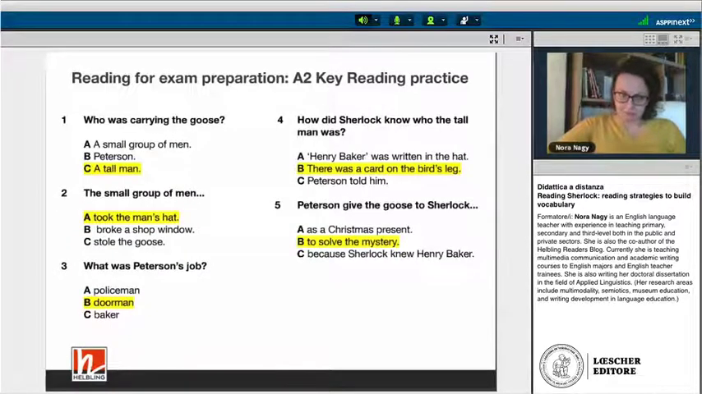And now we can go back to the questions and say, so who was carrying the goose? And it was a tall man. The small group of men took the man's hat, so it's A. What was Peterson's job? He was a doorman. He was wearing a doorman's uniform, so it's B. How do we know who the tall man was? There was a card on the bird's leg. And Peterson gave the goose to Sherlock to solve a mystery.